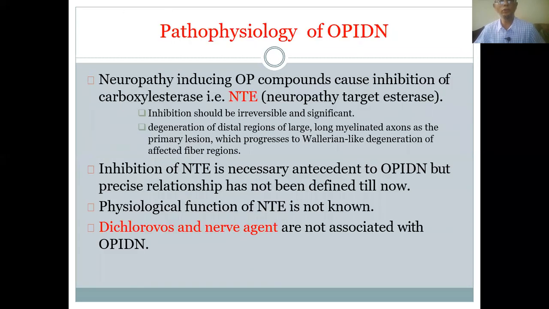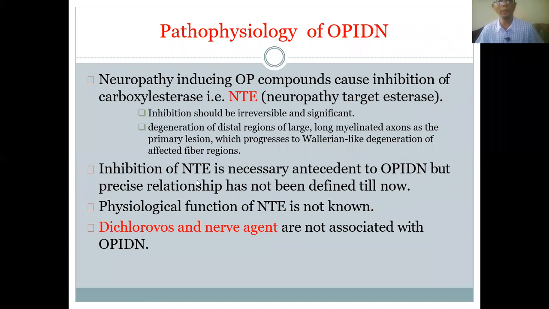What about the pathophysiology of this delayed distal neuropathy? Neuropathy induced by organophosphate compounds causes inhibition of carboxylesterase, that is neuropathy target esterase. Inhibition should be irreversible and significant. Degeneration of the distal region of the large long myelinated axons as the primary lesion, which progresses to Wallerian-like degeneration of affected fiber region.